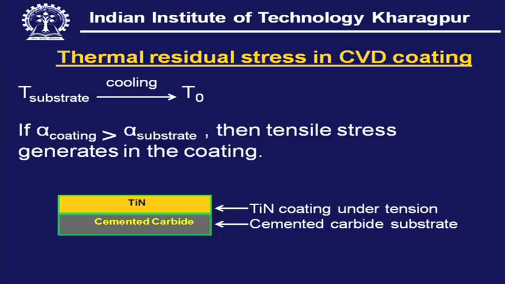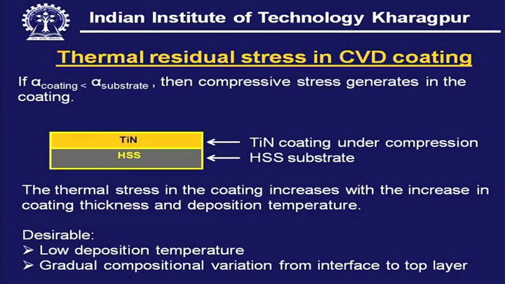On the other hand, if we have the same deposition, say for example, on a high speed steel substrate, in this case the substrate thermal coefficient of expansion is greater than that of the coating, and during cooling down from the deposition temperature to room temperature, the titanium nitride coating will be under compression. Now, when it is a brittle material, this thermal stress which generates tension becomes a matter of concern so far as the performance of this hard coating is concerned.